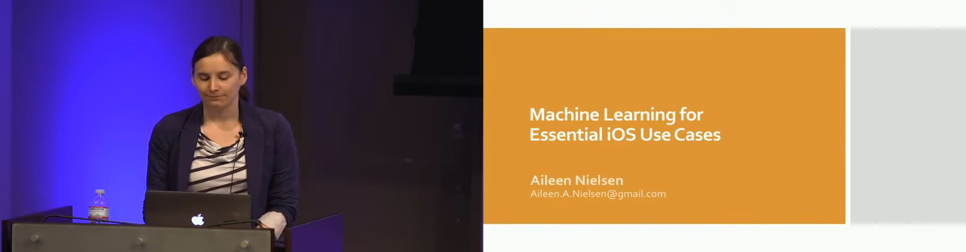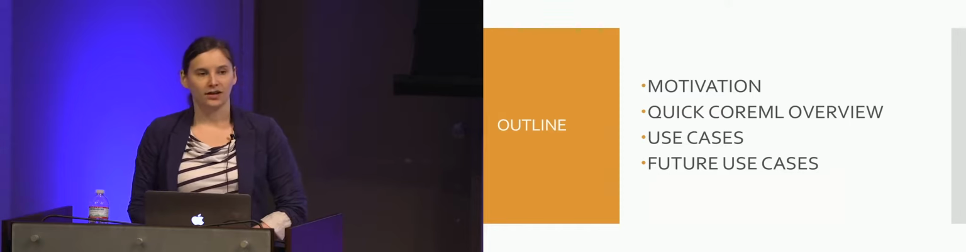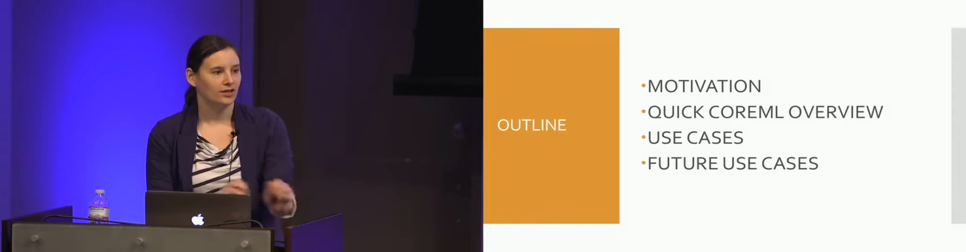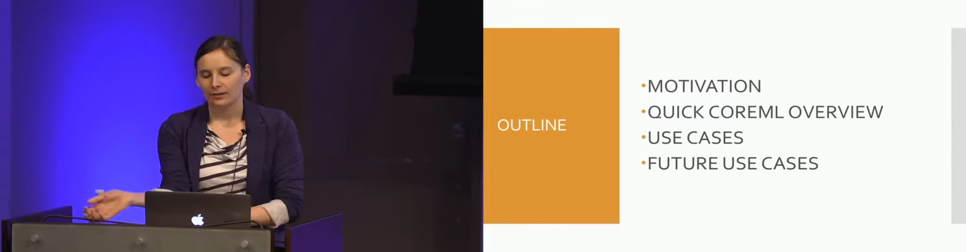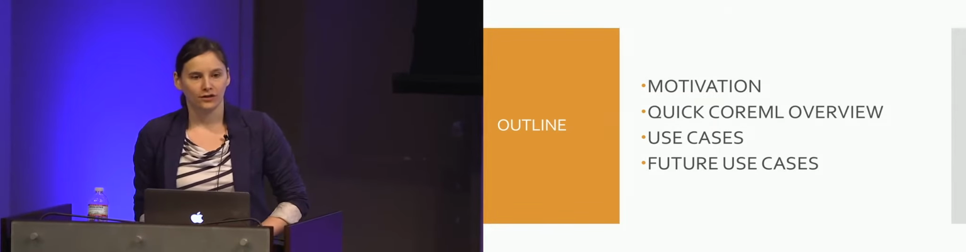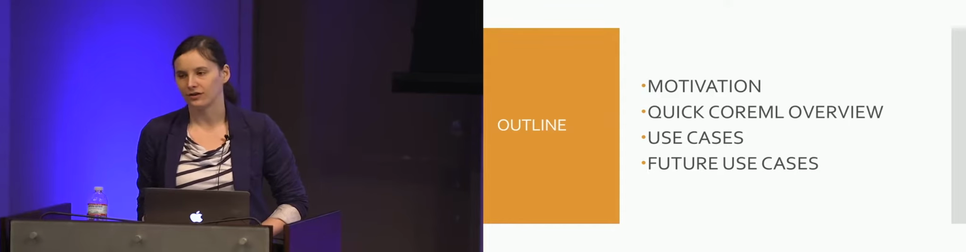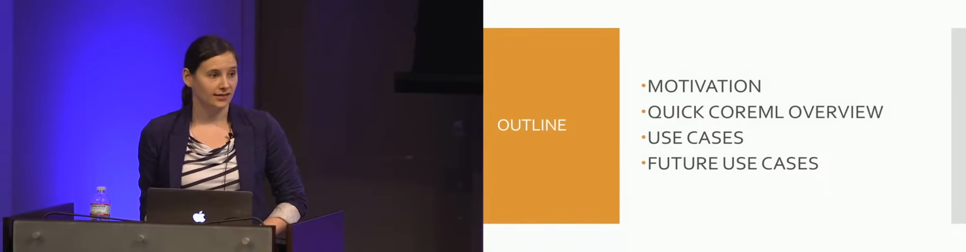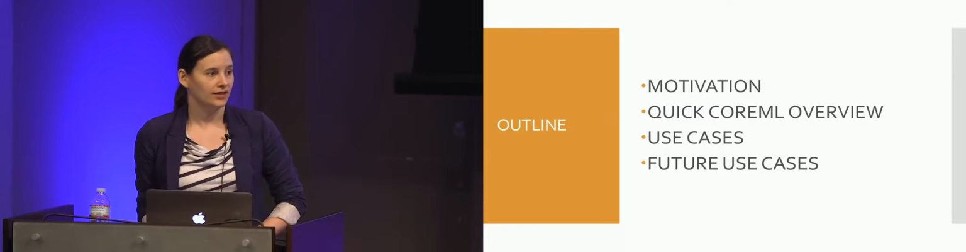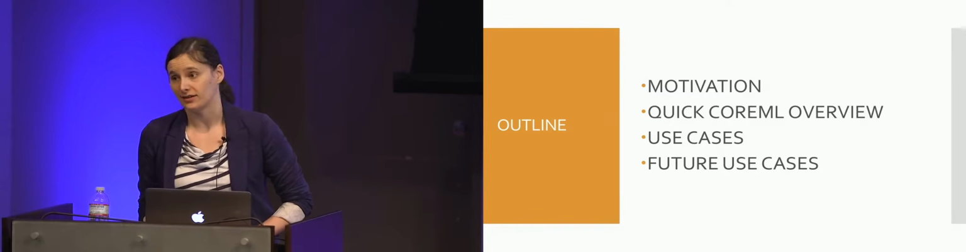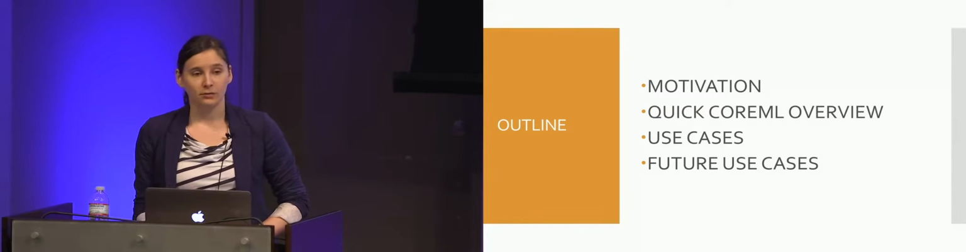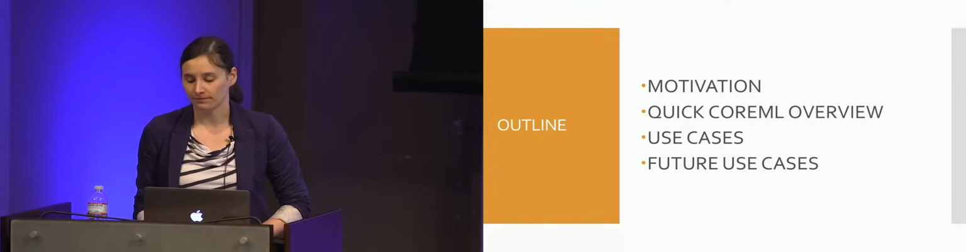Okay. So here's the outline. I'll talk briefly about the motivation for CoreML. Why did Apple do this now? A quick CoreML overview for those who haven't seen it at all. It's very easy to work with and intuitive. And then use cases, right? Where are you likely to put this into your app? Where is everyone putting it into their app? Very common and really impressive use cases. And a little bit about what's likely to happen in the near future.